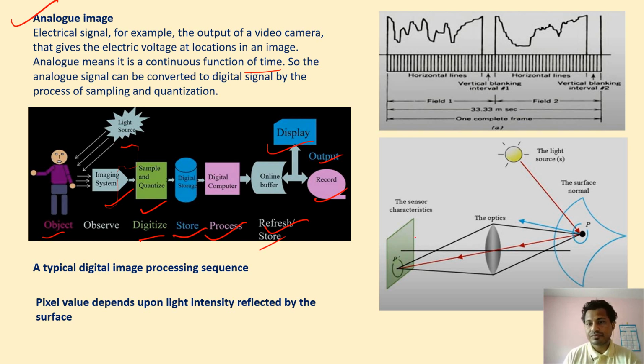Now if we see another object, if we see the surface properties, suppose sunlight falls on a certain object, and it is being reflected with the help of optics. Through this convex lens, the sensor characteristics are being detected in a sensory panel or an array board.